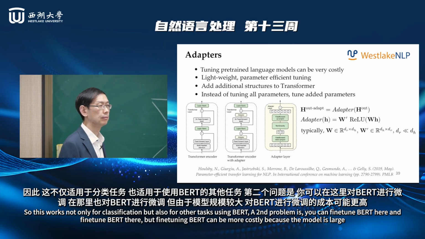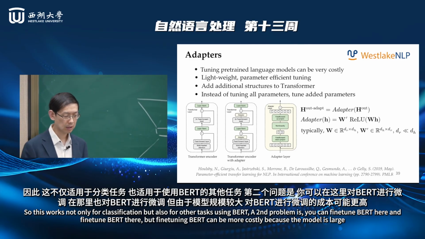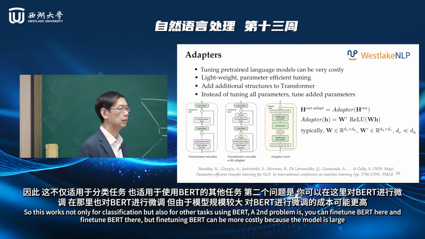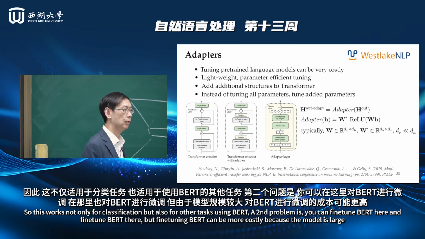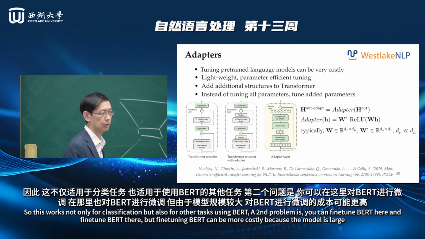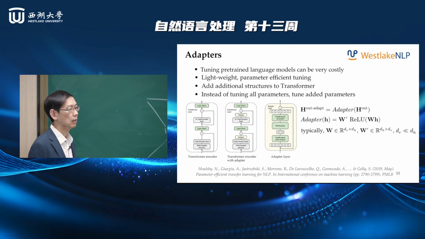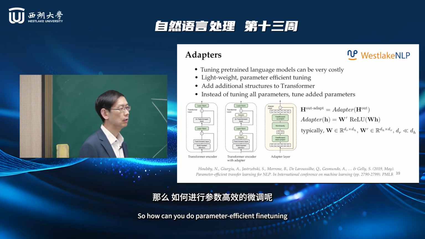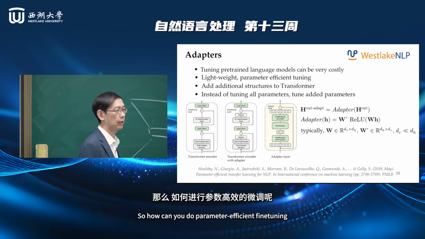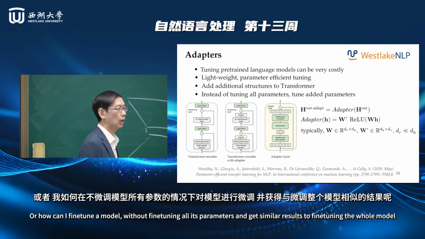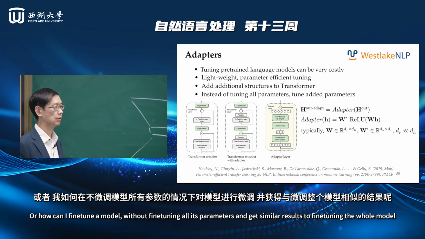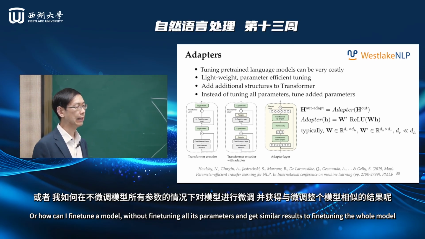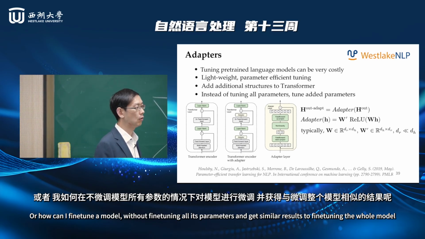A second problem is, well, you can fine-tune BERT here and fine-tune BERT there. But fine-tuning BERT can be more costly because the model is large, okay? So how can you do parameter-efficient fine-tuning? Or how can I fine-tune a model without fine-tuning all its parameters and get similar results to fine-tuning the whole model?